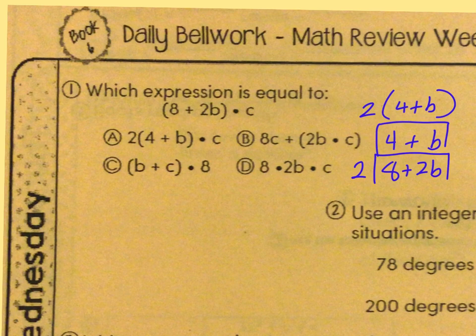So we can see right here that this part that we just came up with is right here. Now the times c out there is just going to stay there because you can't do anything with it. Remember, with expressions, we're not looking for an answer. We're just looking to expand it, like with the distributive property here, 8 plus 2b times c. So that right here turns back into this. So A is the answer.